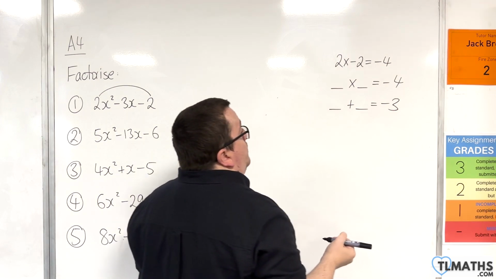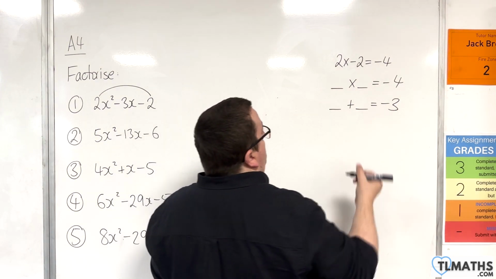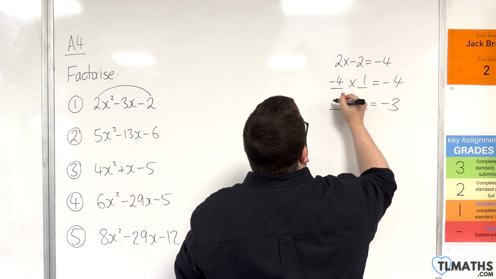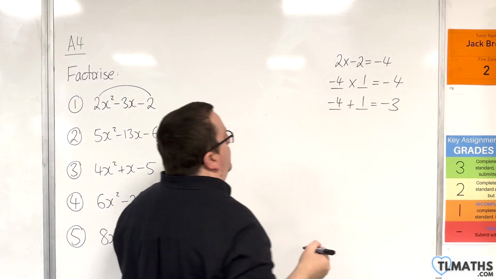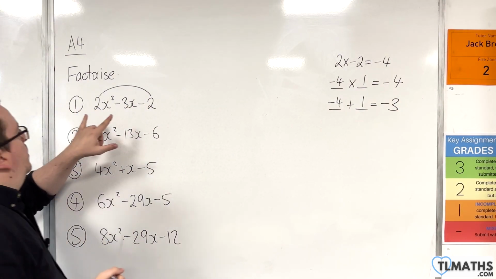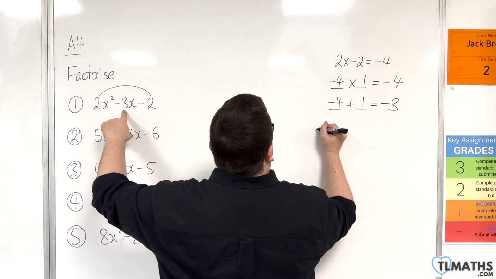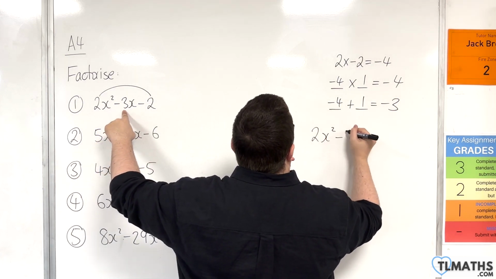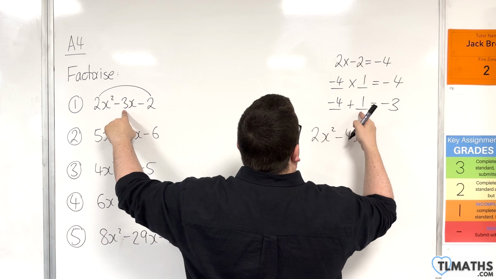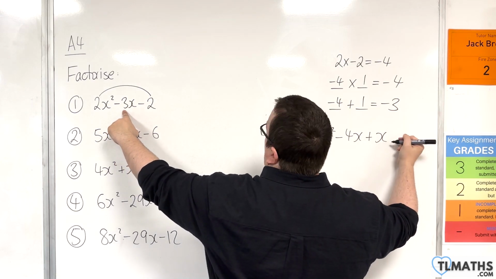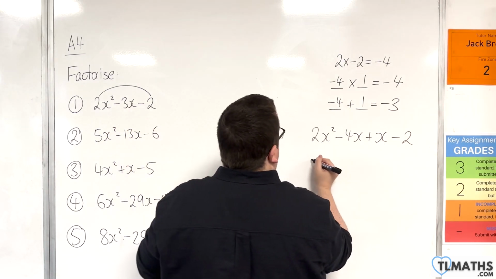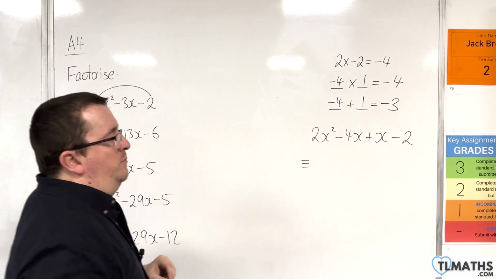So that would be minus 4 and 1. So minus 4 and 1 will work. So we're going to split up the minus 3x into minus 4x plus 1 lot of x. And then we've got the take away 2. So just as we've done in the previous videos.